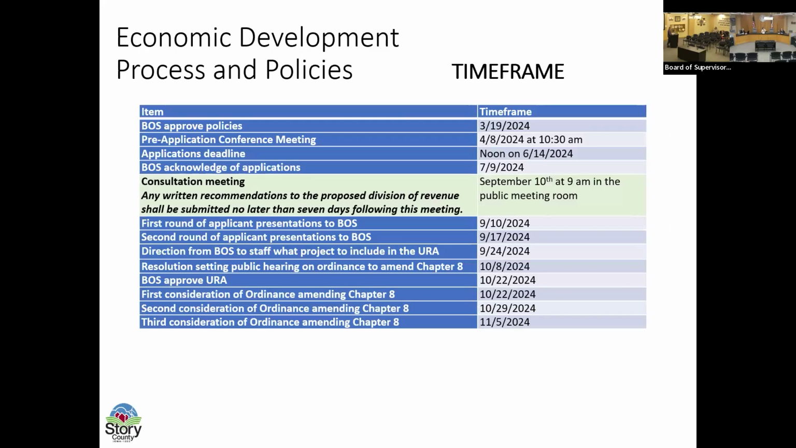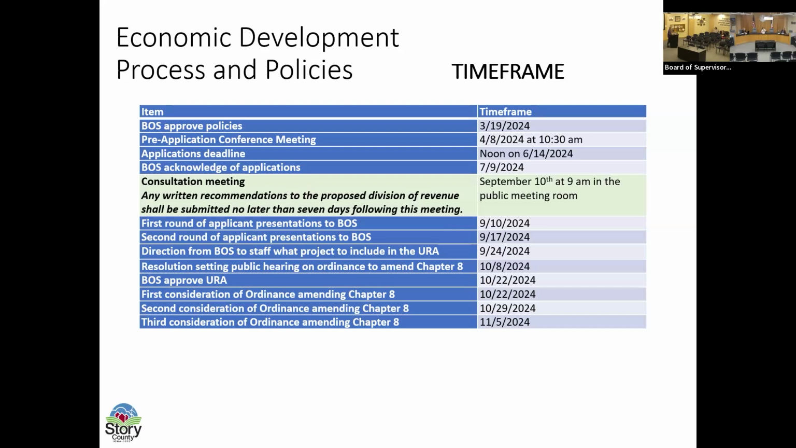So as far as the time frame, obviously today we're doing the consultation meeting. The first round of applicant presentations to the Board of Supervisors will be today at 10 a.m. And then the second round will be next week, September 17th. If the Board of Supervisors deem to fund any project, they will give direction to staff on which one or which of those to include on September 24th. And then staff will move forward with setting a public hearing to amend Chapter 8, which goes over which parcels are included in the urban renewal area.